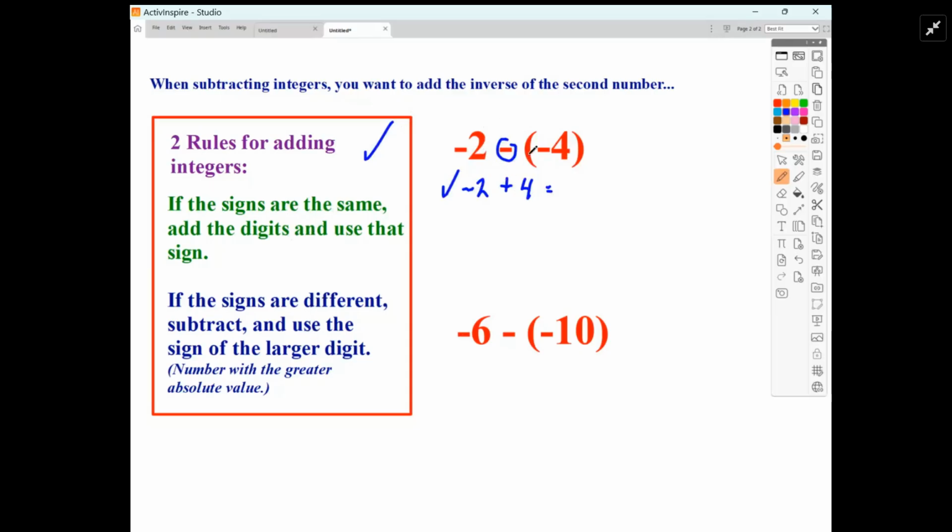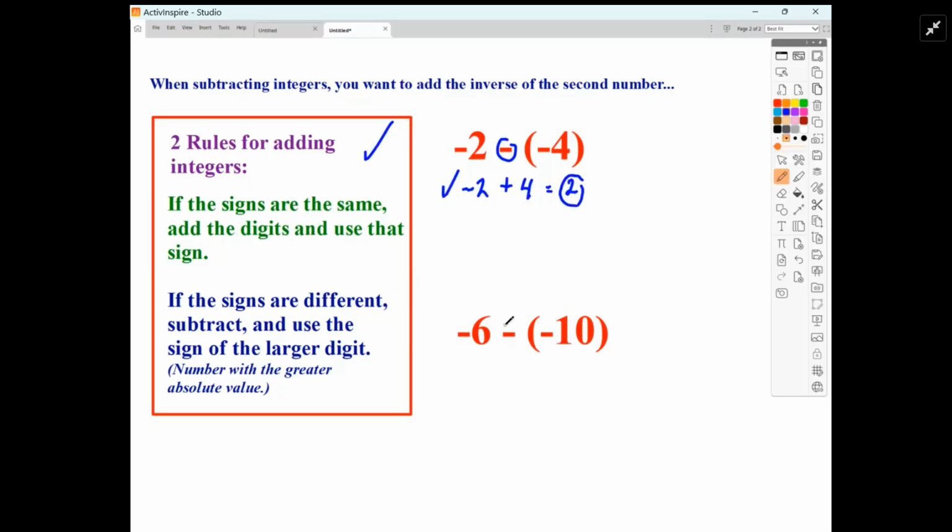Well, here we copy, change, and flip, and here's our new problem. We now have a negative and a positive. That tells me the signs are different, so I'm going to subtract. I take the bigger digit, 4, and subtract away 2, and I get 2. Now I want to double check what sign it's going to be. The number with the bigger absolute value is the 4, and it's positive, so my answer is going to be positive.